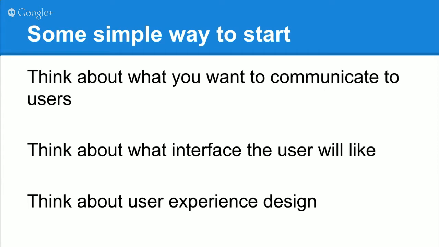So before you start, like I said earlier, think about what you want to communicate to your app user. Then after which, you think about what interface the user would like. Then after that, you think about your user experience design. I would say the first pointer is the most important one. Think about why you create this app. Then after you have the clear idea of why you want to create this app, you go and design the interface. After which you think about the user experience.